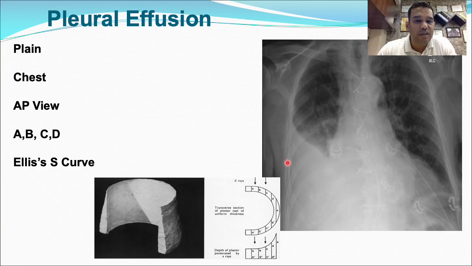The more prominent, the more dense area will be this, because the thickness of fluid present in this area is more as compared to here, where it is very thin and the fluid has just started accumulating. When this rises, the thickness of this will also increase, and here it will become thinner, so you will have a less dense shadow as compared to lower down. So this will form an Ellis S curve because of the effusion, if there is purely clear fluid present in the pleural cavity.